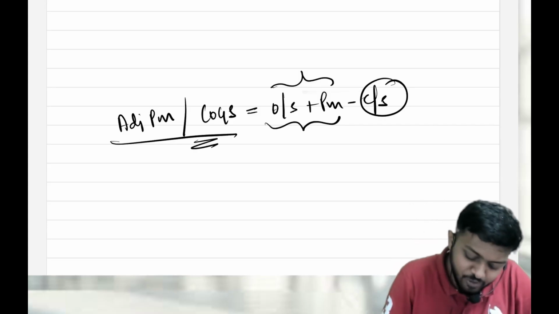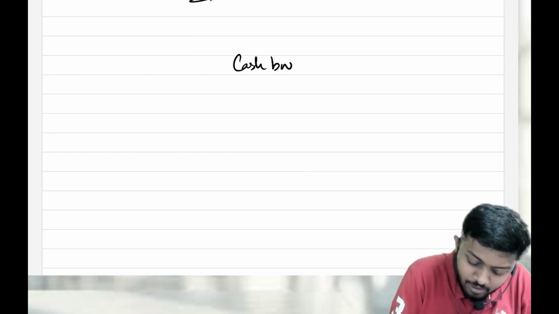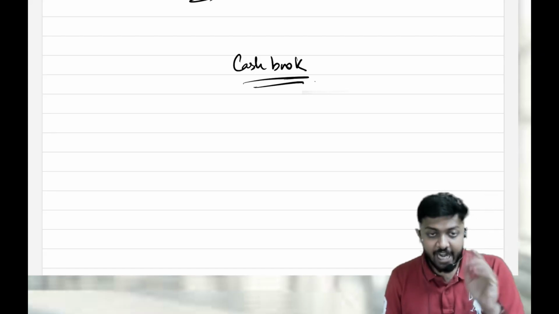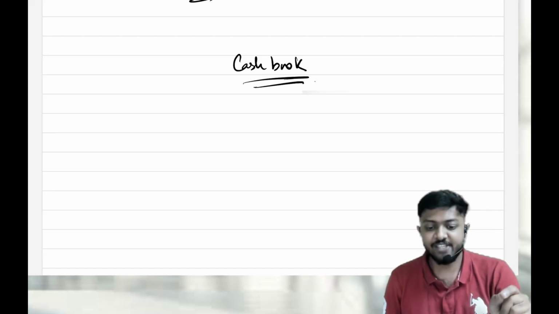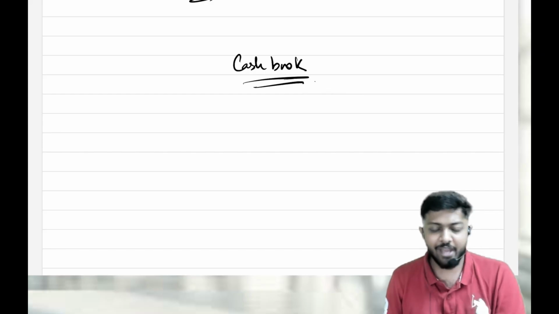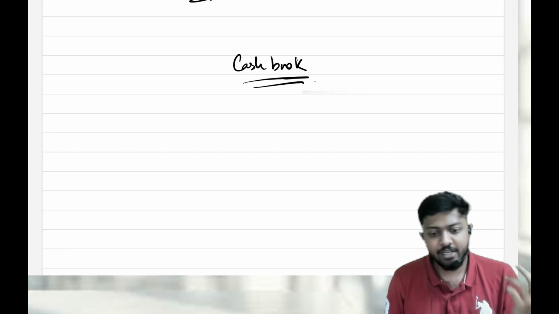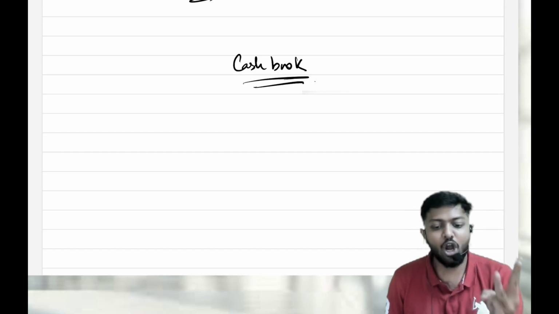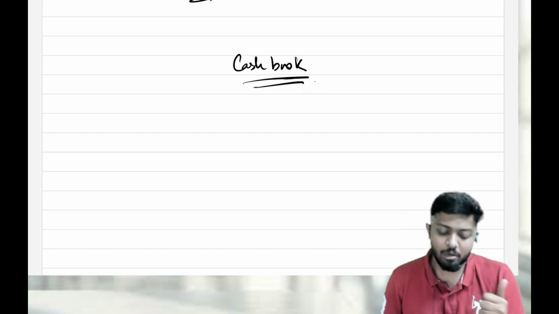Then sir, what are we supposed to understand? Then let's understand about the cash book. Correct? Now, what is a cash book? Cash book records the receipts and payments of cash. They record only cash transactions, cash receipts and cash payments. We have different kinds of cash book: single column cash book, double column cash book, triple column cash book, and petty cash book. What is a single column cash book?